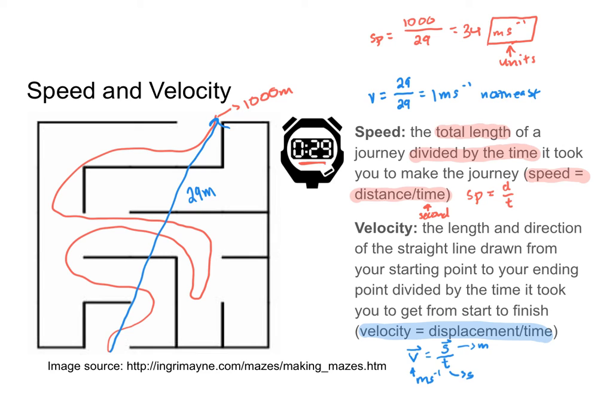Again, we're going to associate speed with distance and velocity with displacement. So we have that same relationship between speed and velocity that we have between distance and displacement. One is speed is path dependent, velocity isn't. Velocity is direction dependent, and speed is not.